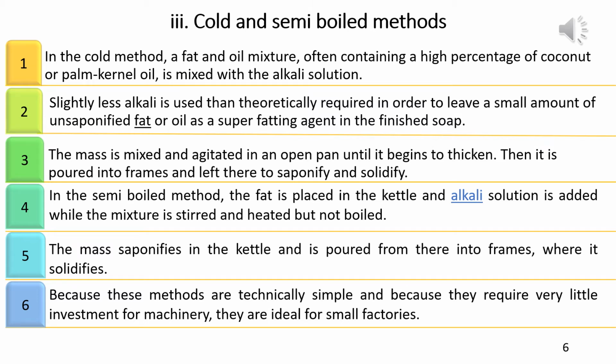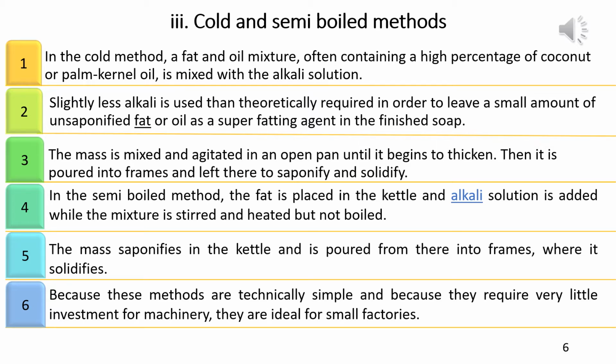Number 5. The mass saponifies in the kettle and is poured from there into frames where it is solidified. So the whole mass saponifies in the kettle, and after the process of saponification it is poured into the frame where it is converted into the solid form, or where it is solidified.